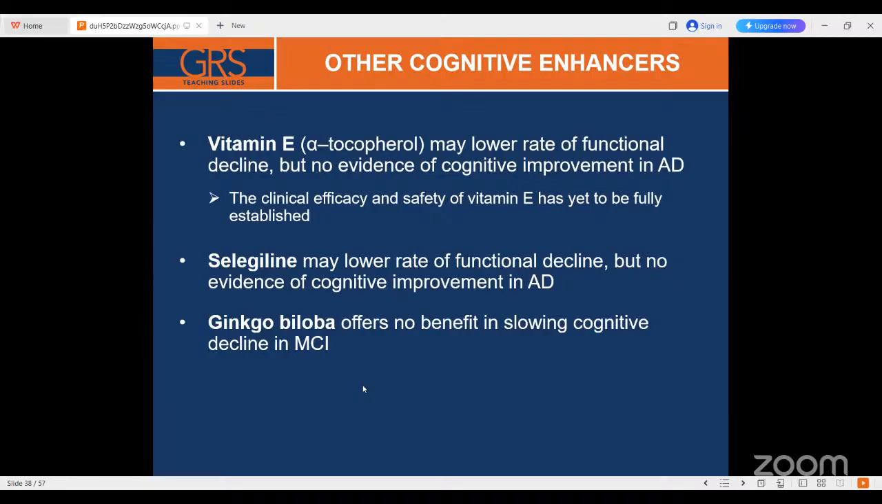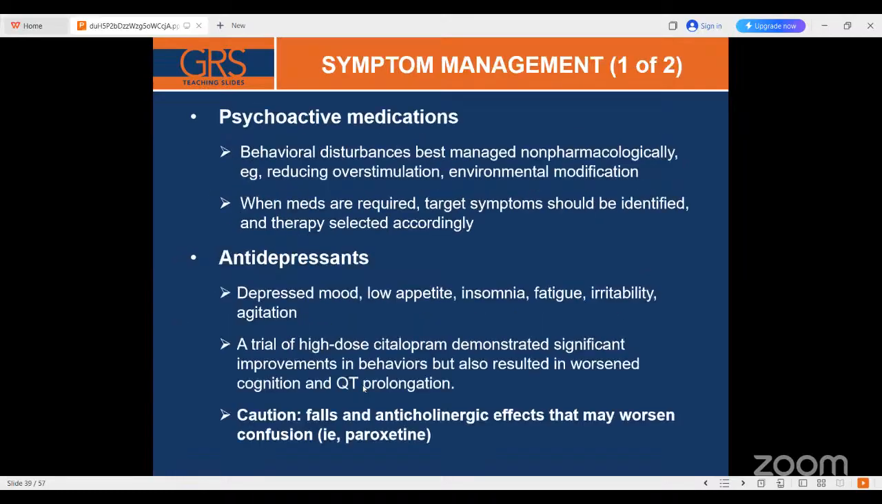We have selegiline, which also may lower the rate of functional decline, but there is no evidence of cognitive improvement in Alzheimer's disease. And we have Ginkgo biloba. It has no benefit in slowing cognitive decline in mild cognitive impairment. So for symptomatic management, we use psychoactive medications.